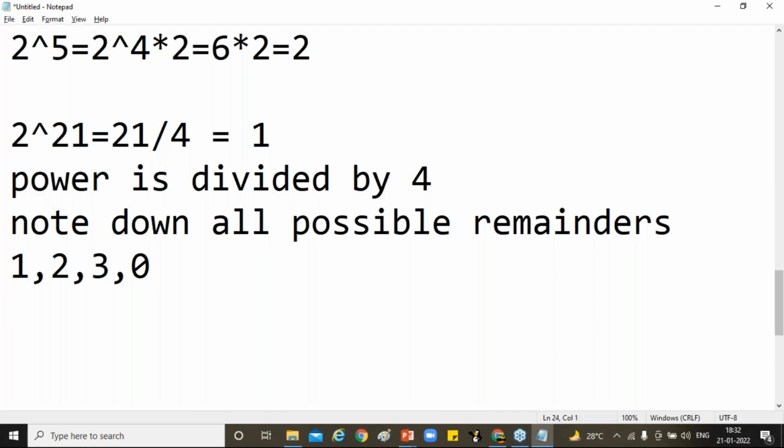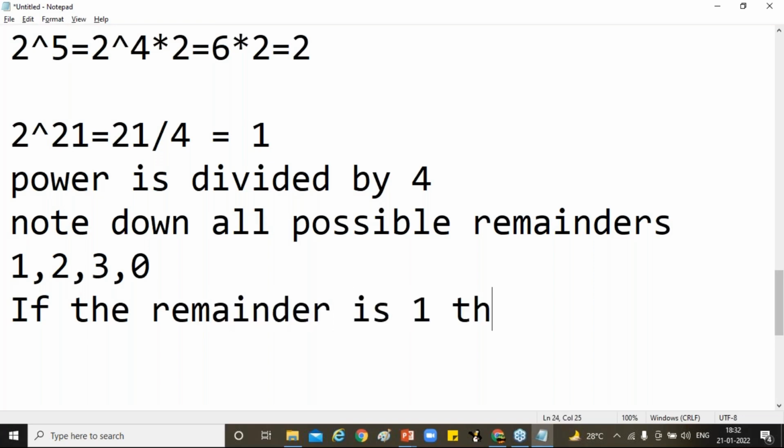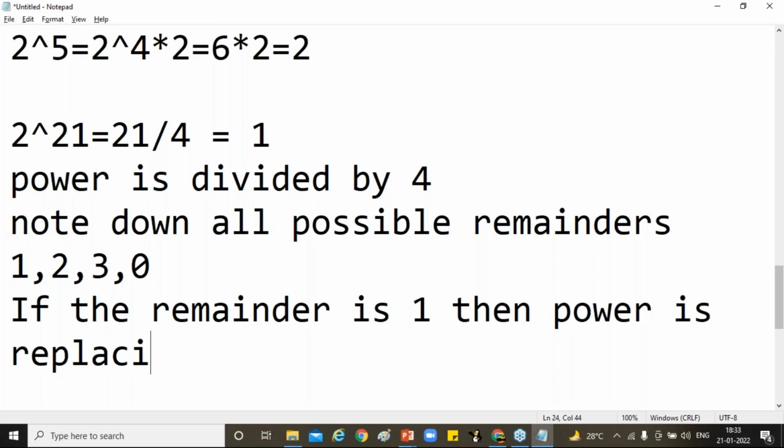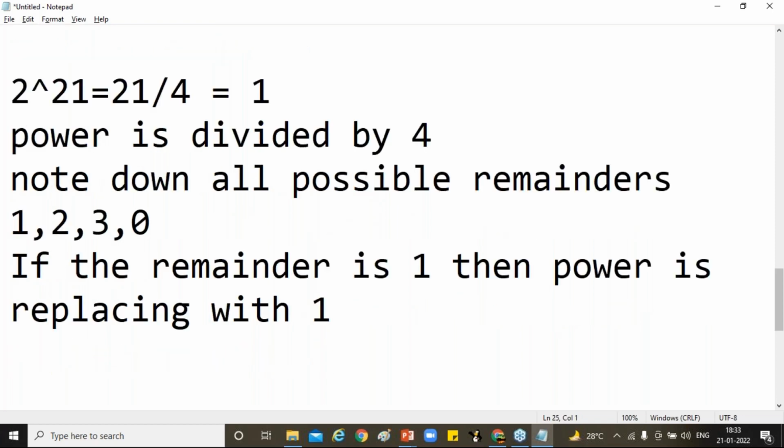So whenever the remainder is 1, then the power is replaced with 1. If the remainder is 1, then the power is replaced with 1.